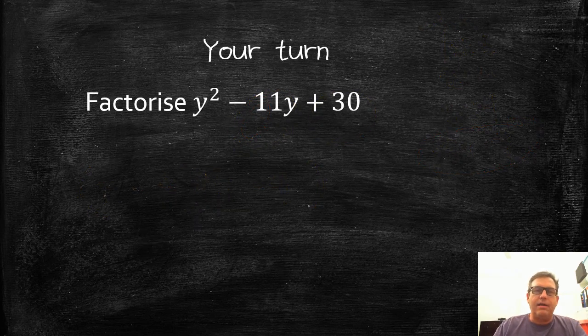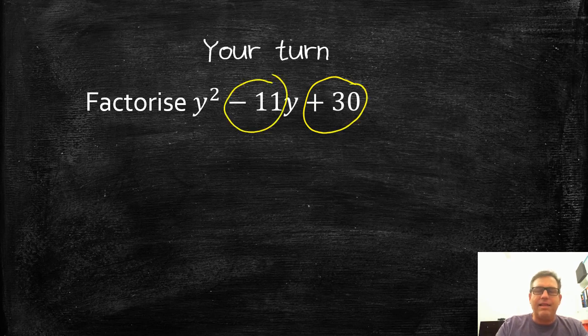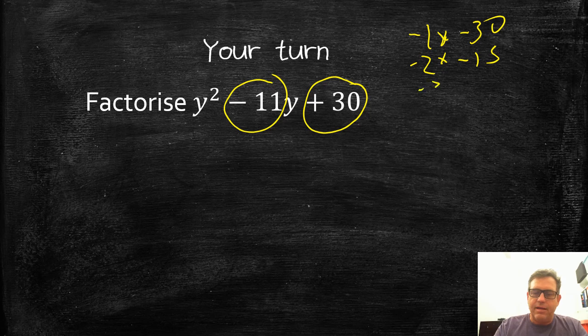Okay, you go ahead and pause this one and try to factorize this. Okay, again, we're looking for things that multiply to positive 30 and add to negative 11. So I'm looking for two negative numbers, because two negatives multiply to a positive and two negatives add to a negative. So it could be negative 1 times negative 30. Should be obvious that's not going to work. Negative 2 times negative 15. Negative 3 times negative 10. What's negative 5 times negative 6? Oh, that adds to negative 11. Okay, so that's the numbers we're looking for.